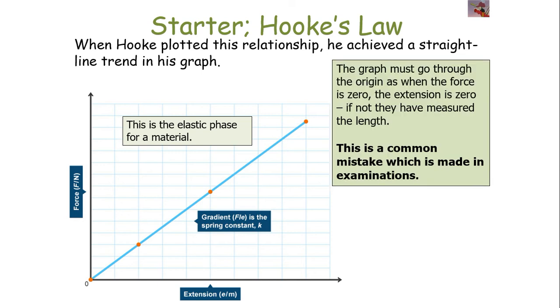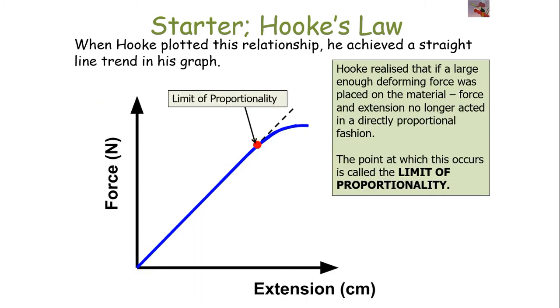So if the force extension graph of a material is a straight line, the object is elastic, the object obeys Hooke's law. Now, the graph must go through the origin, as when the deforming force is 0, the extension is 0. If a student does not plot it through the origin, they've measured length and not extension, which is a common mistake made in examinations. Now, Hooke realised that if there was a large enough deforming force placed on the material, force and extension are no longer directly proportional.